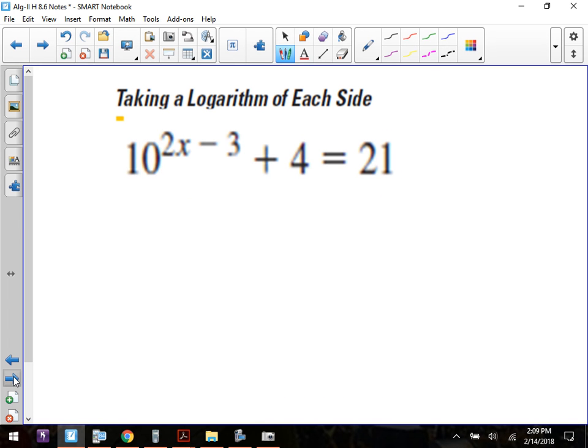Add more steps to it. As we add more steps to things, you still are going to use your order of operations in reverse. We're still going to SADMAP all this. So, what do you do first? Subtract 4.